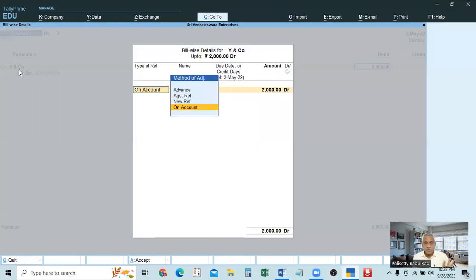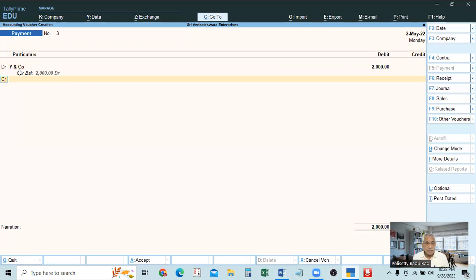Then forget this bill wise details, we will deal with that later. If you get like this, just enter on account. Okay, on account. So now it is credit. Now the second one, credit. First, why you paid or to whom you paid. Next credit. Next one is how you paid. Paid cash or through bank.